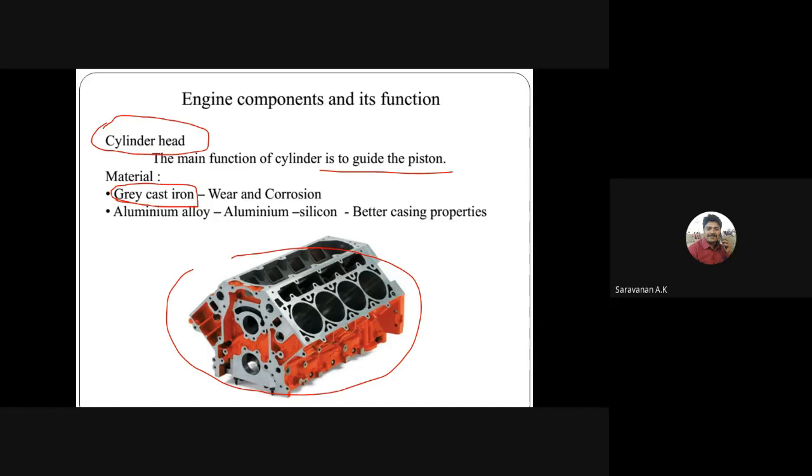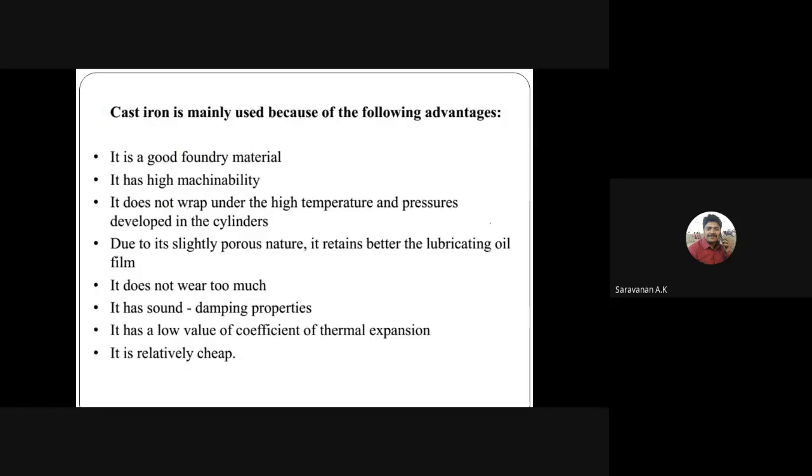Why are we using gray cast iron? Because its wear and corrosion properties are good. We also use some aluminum alloys, aluminum and silicon, for better casting properties. Most of the engine components are made of cast iron, so we can see what the advantages of cast iron are.